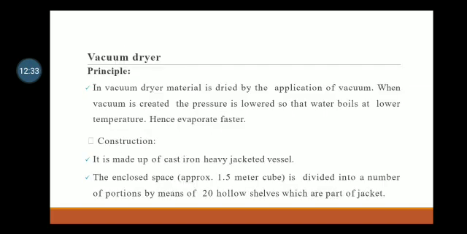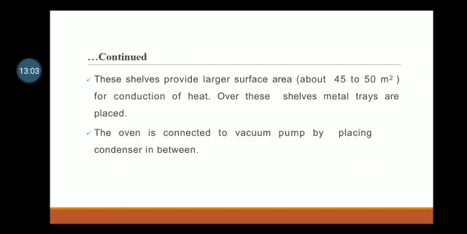Then vacuum dryer. Principle: in a vacuum dryer, material is dried by the application of vacuum. When vacuum is created, the pressure is lowered so that water boils at a lower temperature, hence evaporates faster. Construction: it is made up of a cast iron heavy jacketed vessel. The enclosed space, approximately 1.5 meter cube, is divided into a number of portions by means of 20 hollow shelves, which are a part of the jacket. The shelves provide a larger surface area, about 45 to 50 meters square, for conduction of heat. Over these shelves, metal trays are placed.